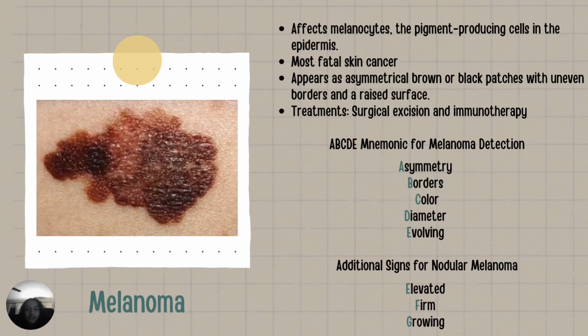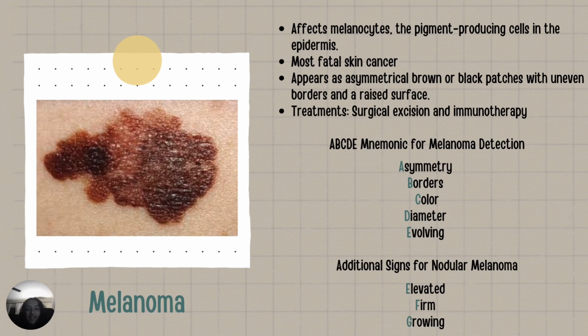So it affects the melanocytes, which are the pigment-producing cells in the epidermis. Typically, it develops from a mole. It's the most fatal skin cancer due to its high metastatic potential. It appears as asymmetrical brown or black patches with uneven borders and a raised surface. And treatments include surgical excision or immunotherapy.